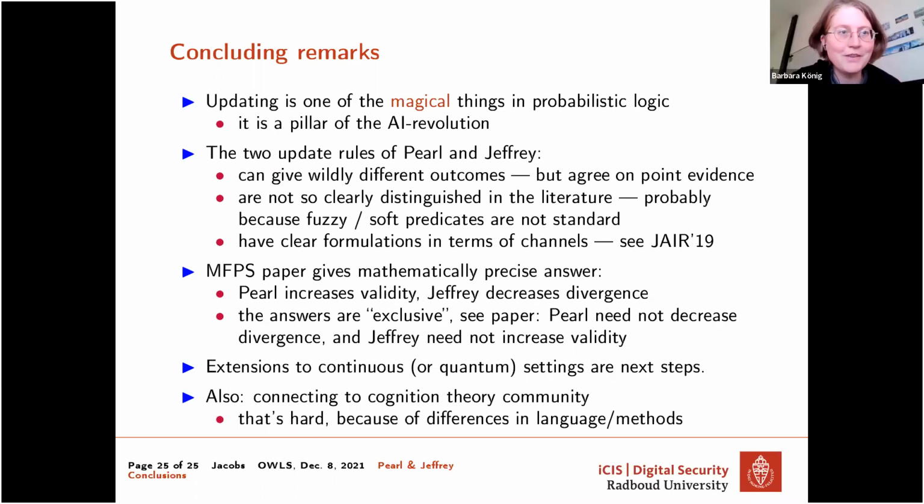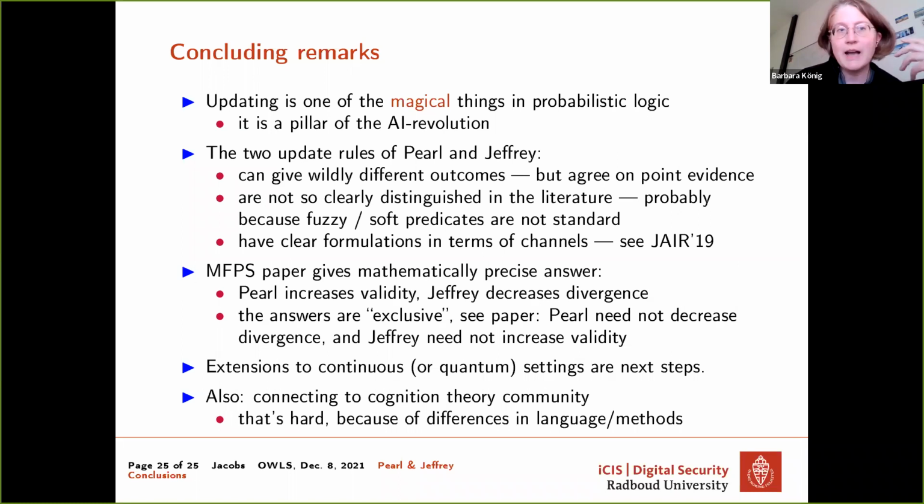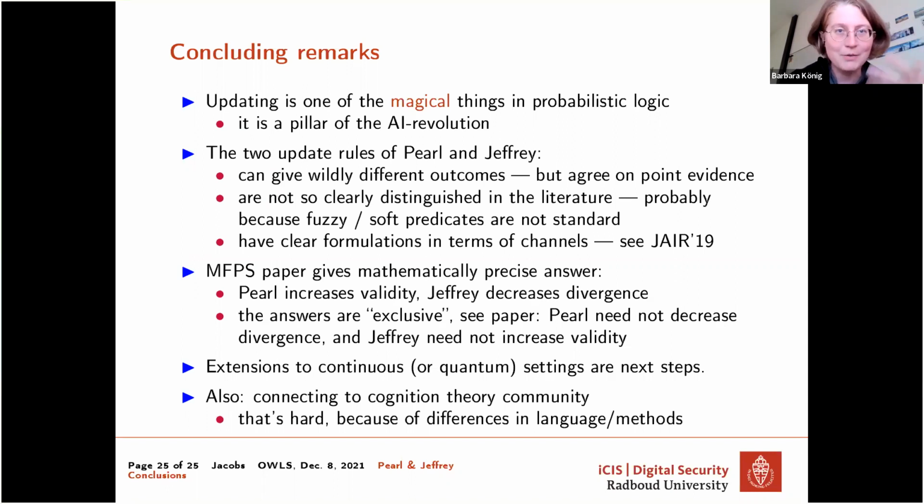Thanks a lot for the nice talk. I have a question. There might be other update rules besides Pearl's and Jeffrey's. And then what you maybe want is that Pearl's update rule increases validity, and of all update rules that do increase validity, it is somehow the best one, or the most canonical one, or the most general one. And similarly for Jeffrey, of all the update rules that decrease divergence, it's the best one. Do you have some result like this in mind, or do you think something like this can be done?